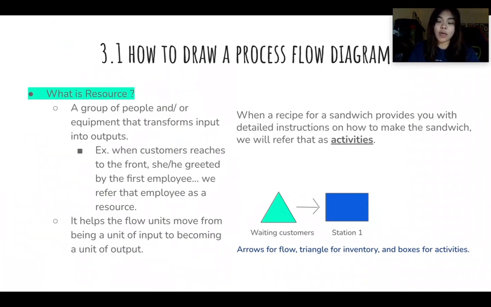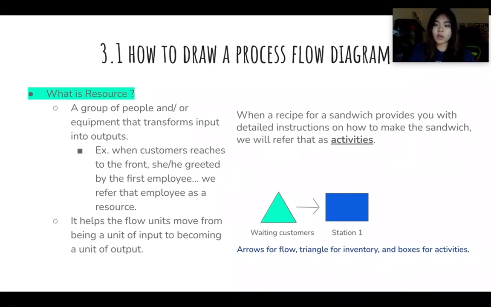Okay. Next, what is a resource? A resource is a group of people and/or equipment that transforms input into output. For instance, when the customer reaches the front of the line, she or he will get greeted by the first employee, and we refer to that employee as a resource because a resource helps the flow units move from being a unit of input to become a unit of output.